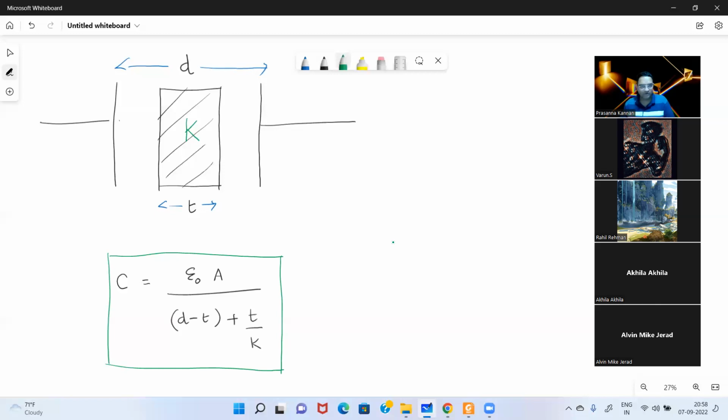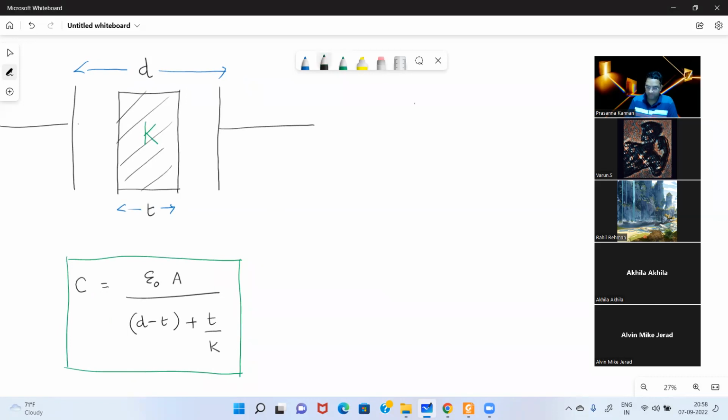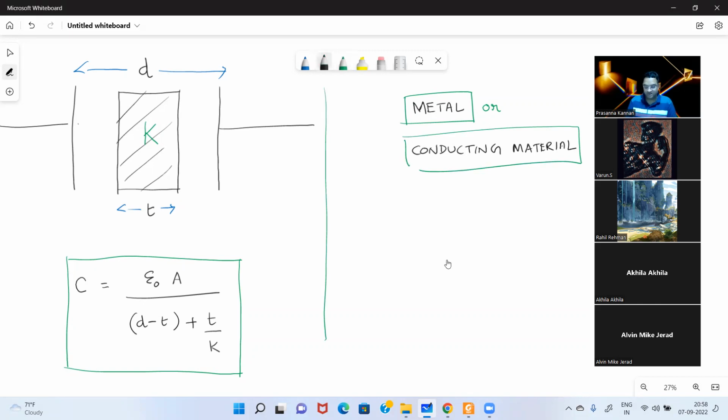Okay, have you noted it down? Yes, sir. Okay, then the fourth case is you're not having a dielectric, but you're having a metal, a conducting sheet or conducting material in between the capacitor plates. In such a case, let's see what will happen.